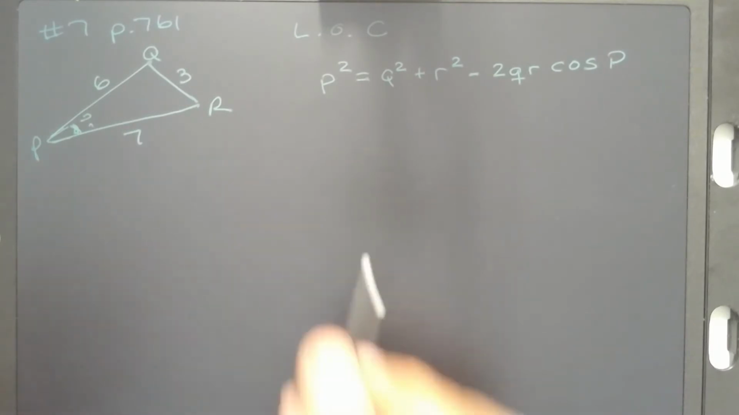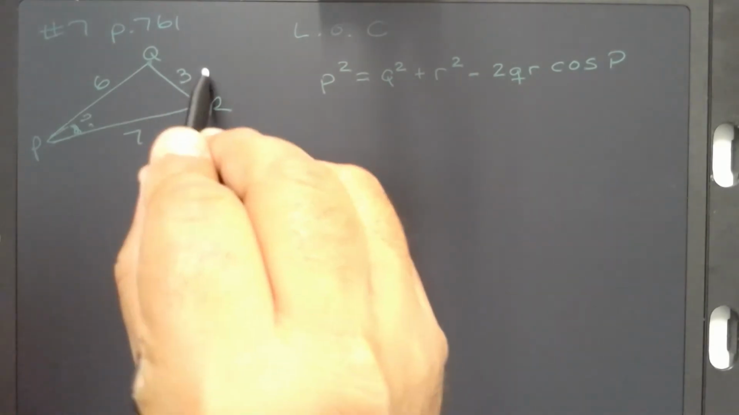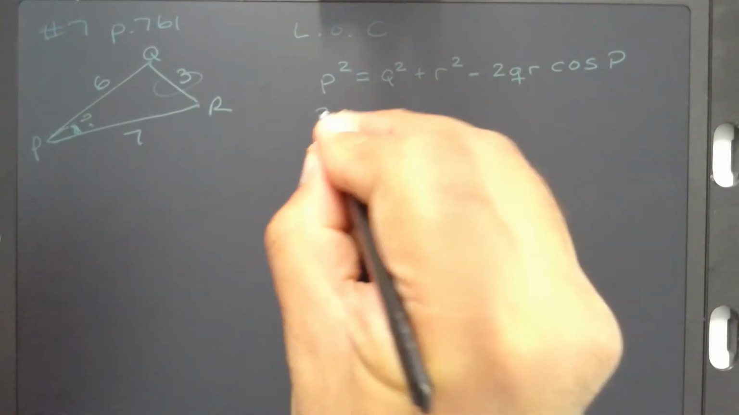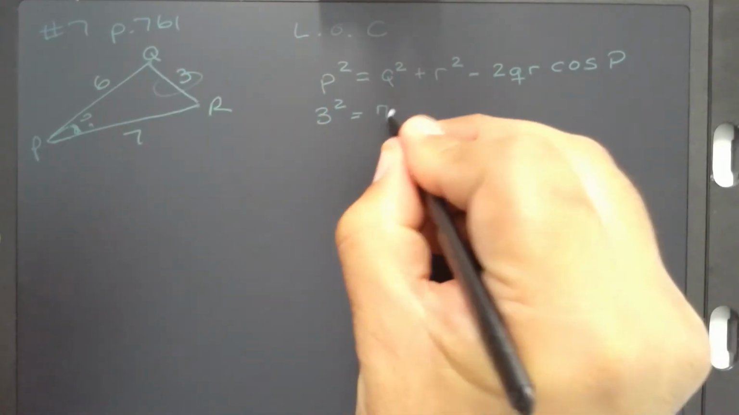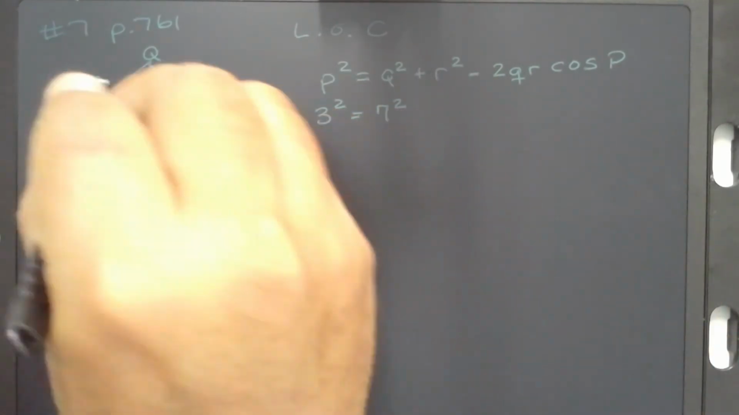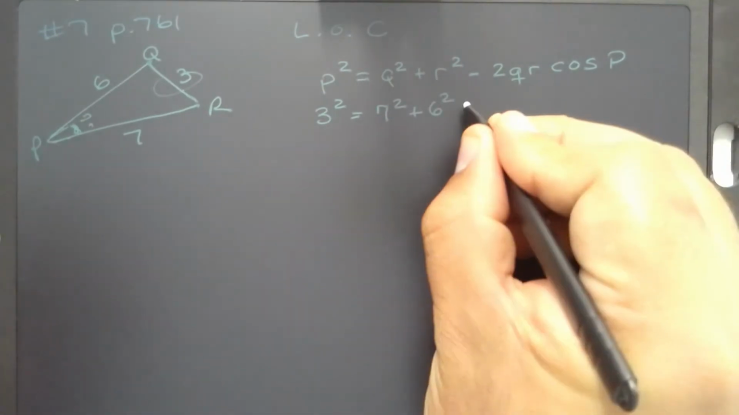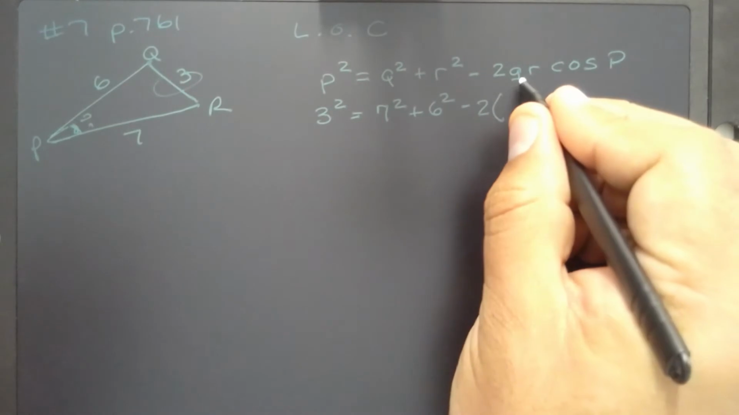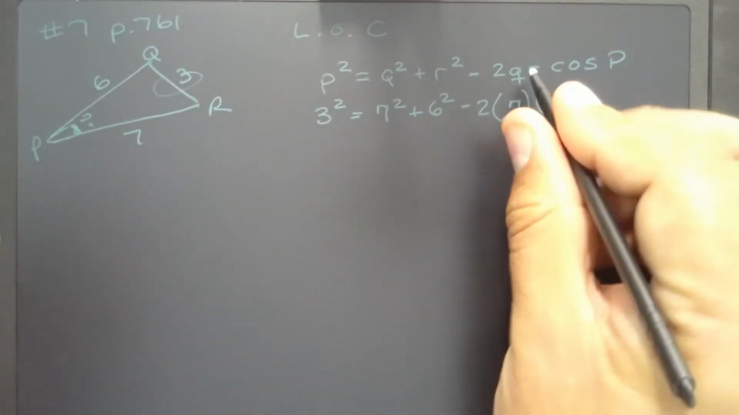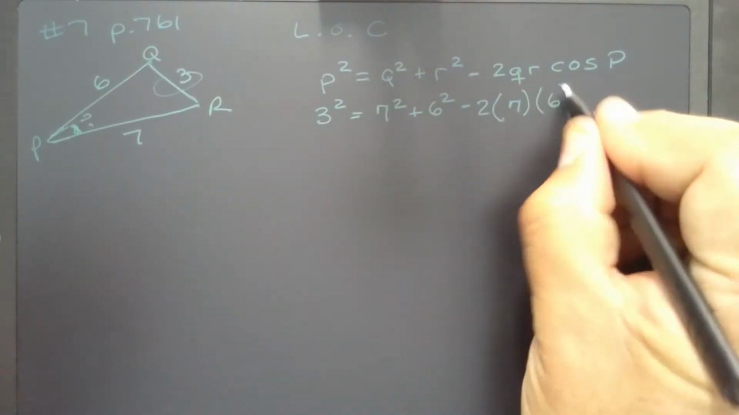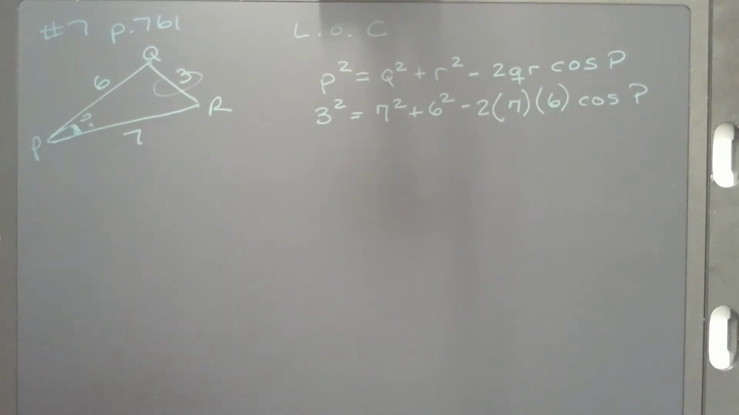All right, we're going to go ahead and plug in. We know that small lowercase p is always the opposite side, which is what? 3 squared is equal to Q, which is 7 squared, plus R, which is 6 squared, minus 2 times Q, which is 7, times R, which is 6, and we have cosine of P, which we're trying to figure out.